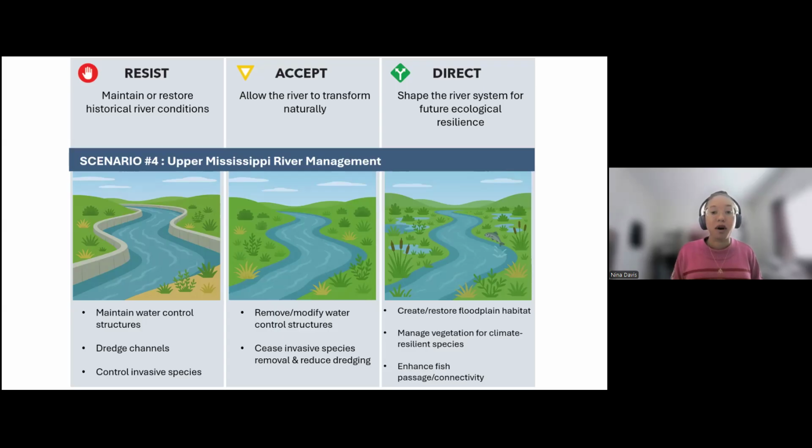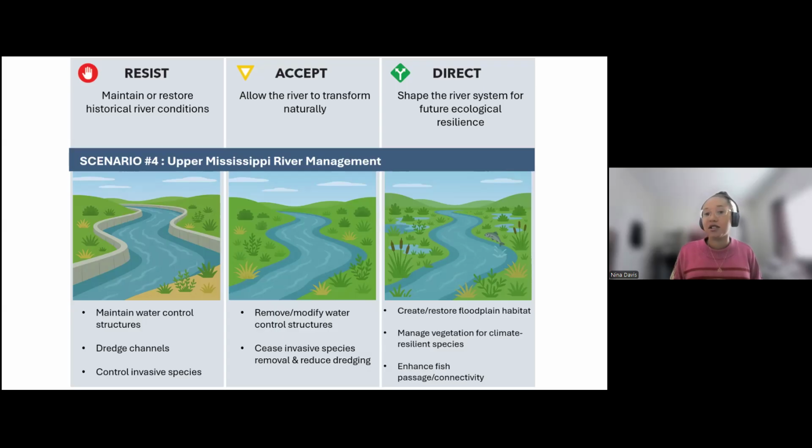In order to accept, you allow the river to transform naturally. So you'll remove or modify water control structures, and cease invasive species removal in certain areas. And this reduces maintenance costs. It allows natural adaptation and supports new ecosystem formation. Cons are that there's loss of some species or uses, and you might change the recreation or navigation of that area. To direct, you'd shape the river system for future ecological resilience.